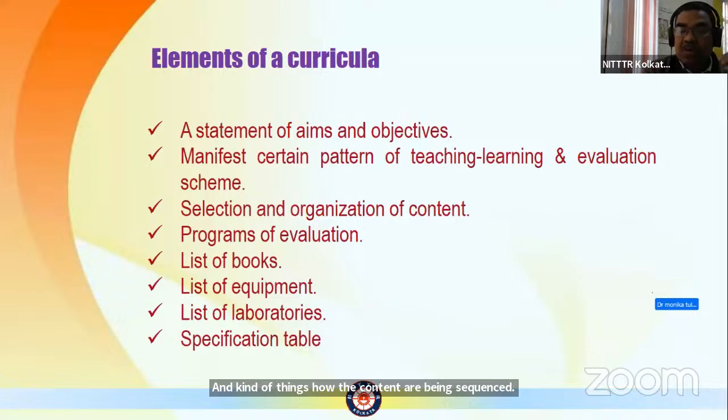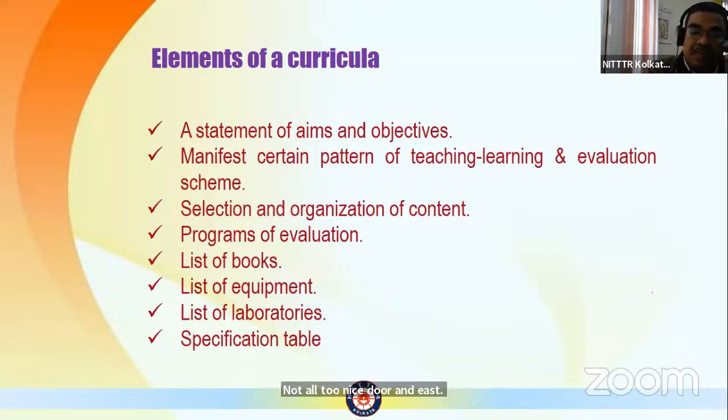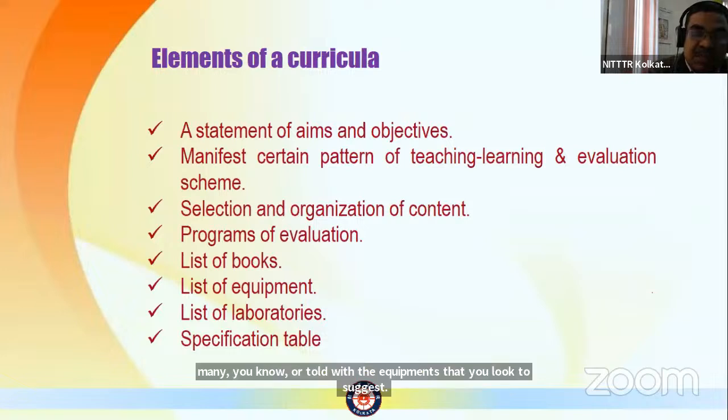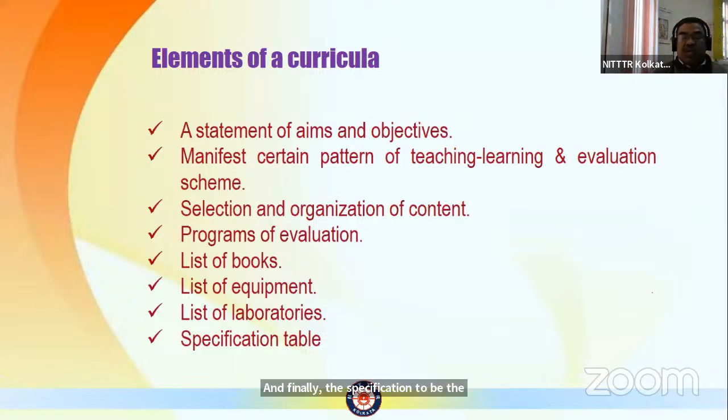Program of evaluation, how we are going to evaluate. List of both reference books and textbooks. List of equipment: how many laboratories there will be, you have to suggest, subject wise and laboratory wise, what the equipment requirements will be. And finally, the specification table, which is also a very important aspect to keep in mind, and which will be helpful for framing questions for a particular subject.